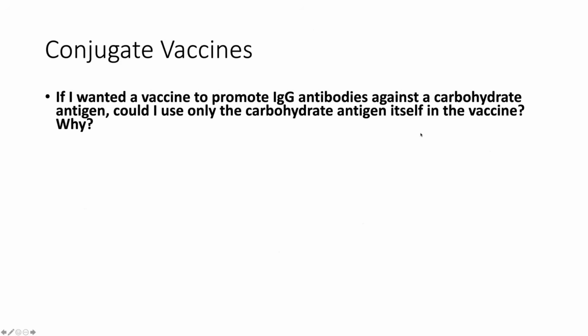Great. So Vi, if I wanted a vaccine to promote IgG antibodies against a carbohydrate antigen, could I use only the carbohydrate antigen itself in the vaccine? Why or why not? If I remember correctly, I think this has to do with the spleen. If the spleen is working, you have to have a protein conjugated to your polysaccharide, and if their immune system is mature, then I think the polysaccharide alone is enough. Close. So good points.